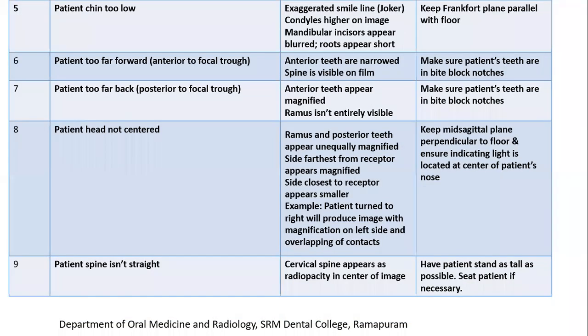If the patient is too forward, the anterior teeth are narrowed and the spine is visible on the film. If he is too backward, the anterior teeth appear more magnified. If the head is not placed in the center, the ramus and the posterior teeth will have an unequal magnification. If the spine is not straight, it appears as a radio-opacity in the center of the image. So the correct positions are also indicated in the table.